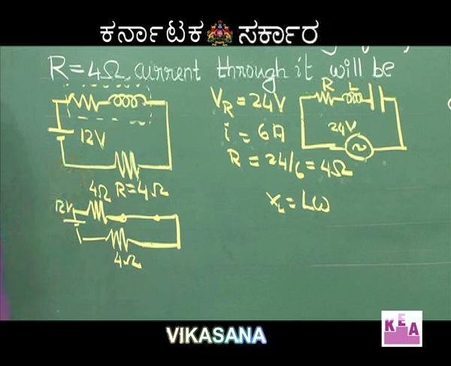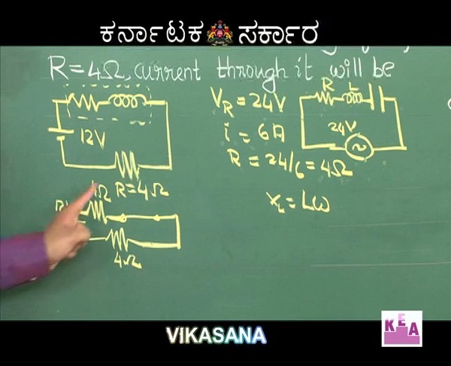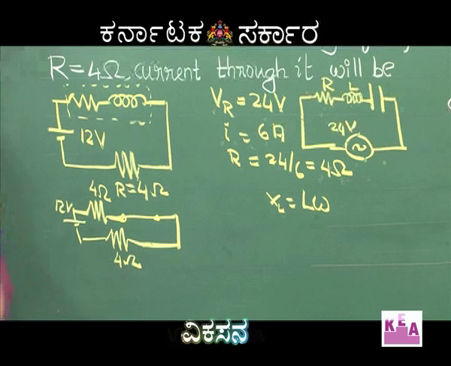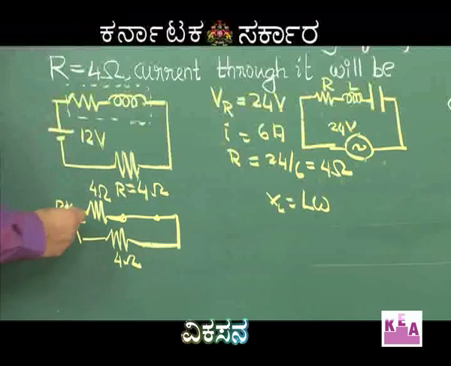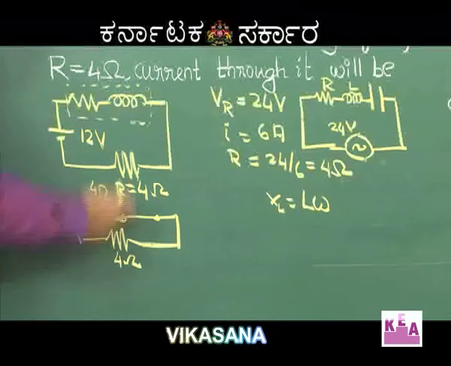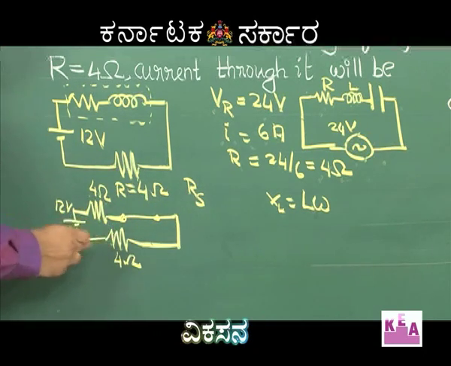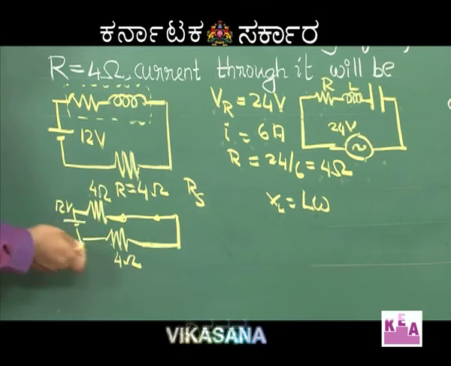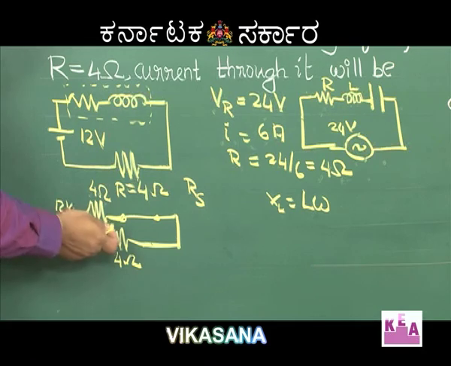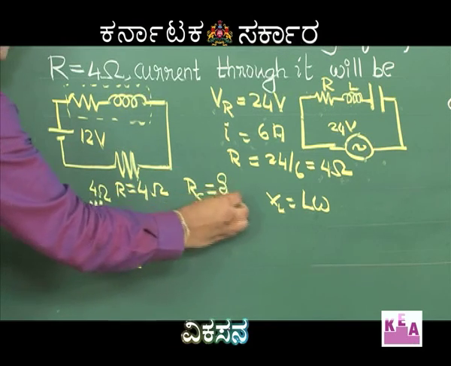Now the circuit simplifies into something very simple, which we can easily solve using simple concepts in electric circuits. What is the total resistance here? These two resistors are in series, so the same current is going to flow through both the resistors. There is no branching of current here. So the effective resistance RS will be 4 ohm plus 4 ohm, which is 8 ohms.